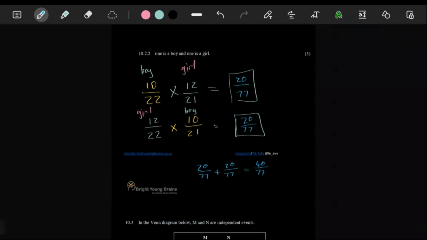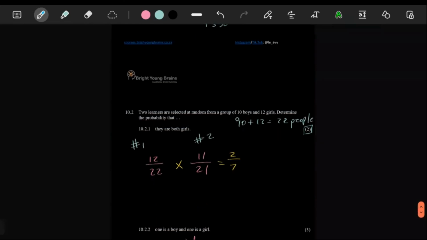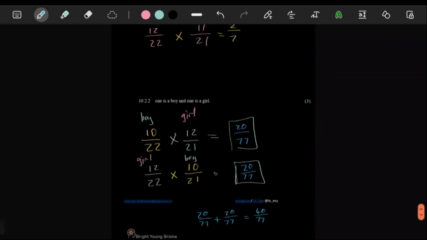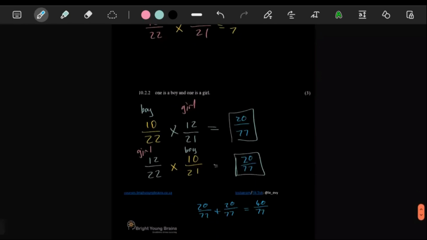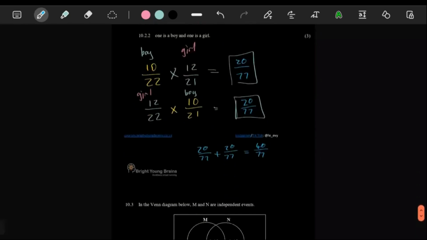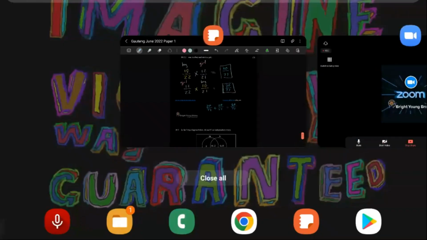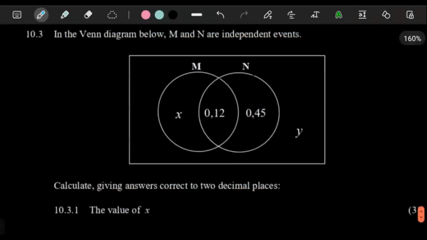It doesn't matter which one you get first, but those are two possible scenarios, and you have to be careful of them. This is one of those questions where if you drew a tree diagram beforehand, you will still be able to get these same answers here. So that's for 10.2. Let's see if there are any questions. Nope. With the next one, we have a Venn diagram.